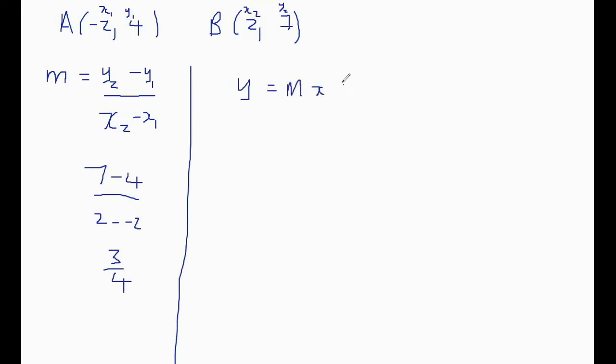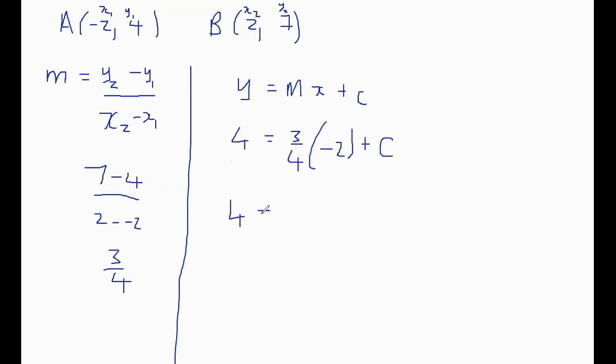We can go about finding the y-intercept. Just a reminder of the equation of the line, y equal mx plus c. So we can use any one of the coordinates. Since I've used b in the previous example, I'll use a coordinates. So y is 4, the gradient is 3/4, and x is negative 2, and we're finding the constant.